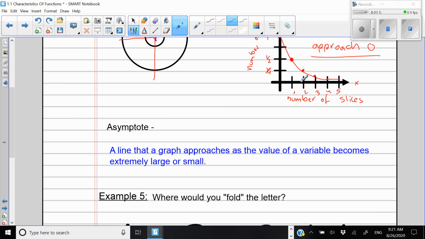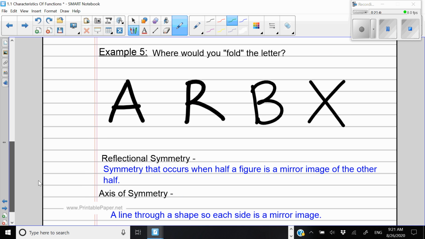So in this case, I can say I have an asymptote which is called this line, and it's called horizontal asymptote. And the equation of that is y equal to 0, because your y values are getting closer and closer to 0. Okay, so now let's talk a little bit about symmetry.